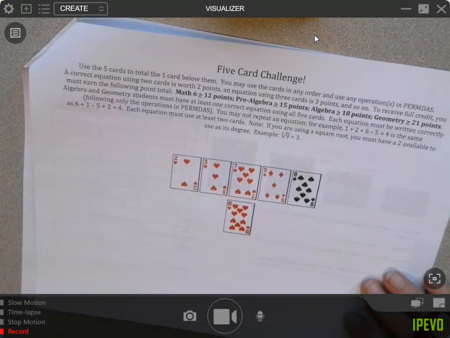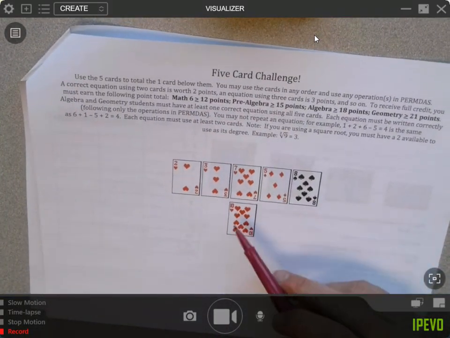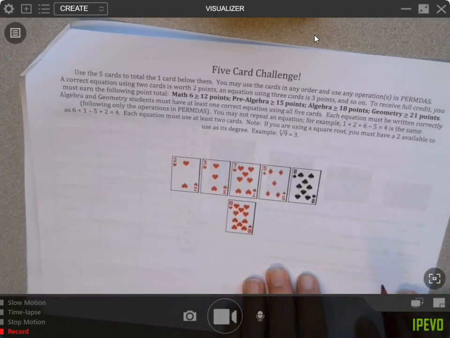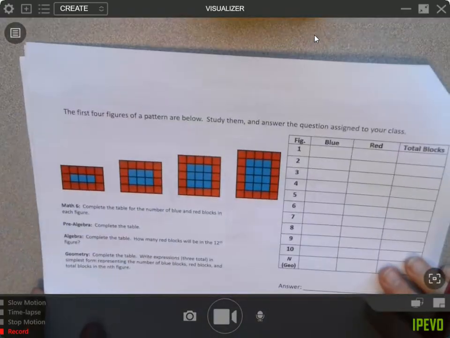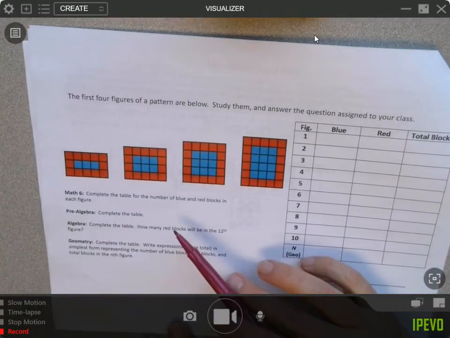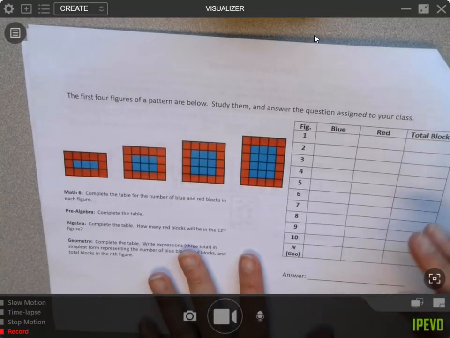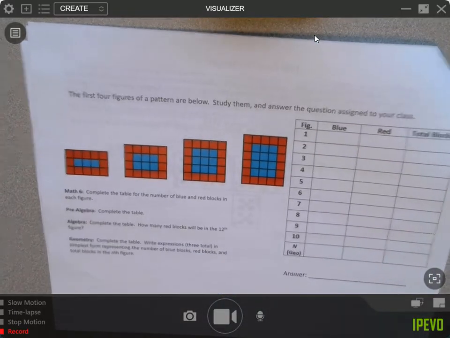Then we have our 5-card challenge. We have to equal 10. We've been doing pretty good with those. Our pattern page, complete the table. So let's look at what we have so far.